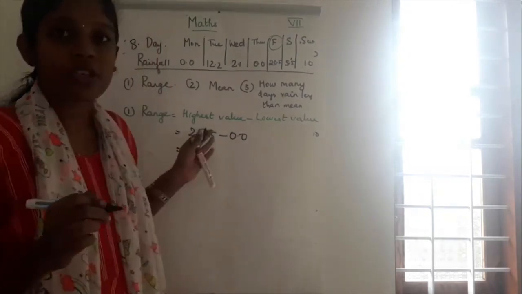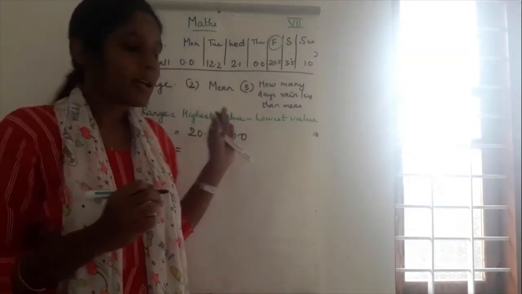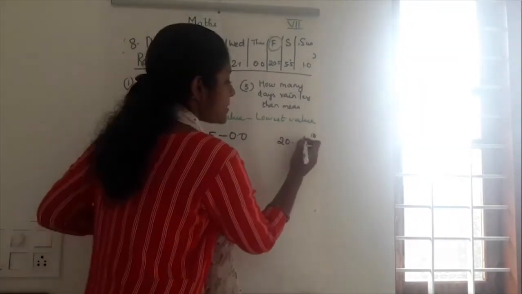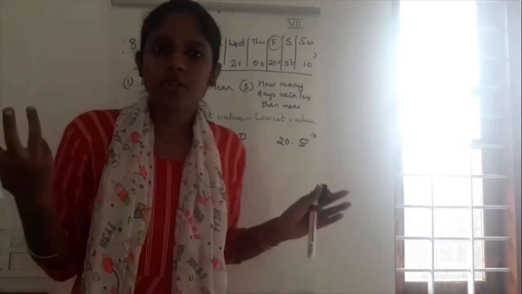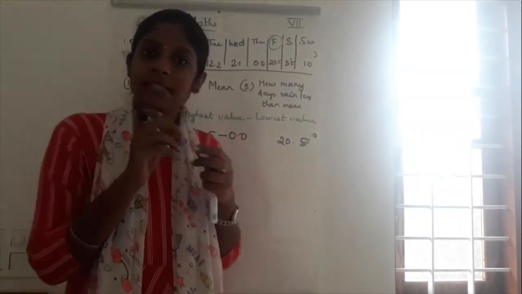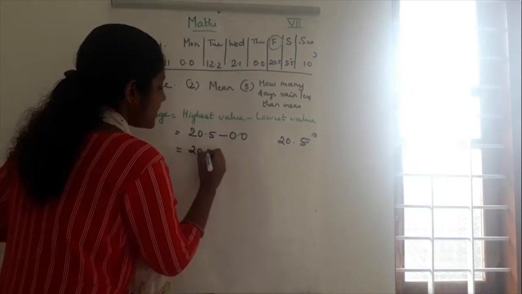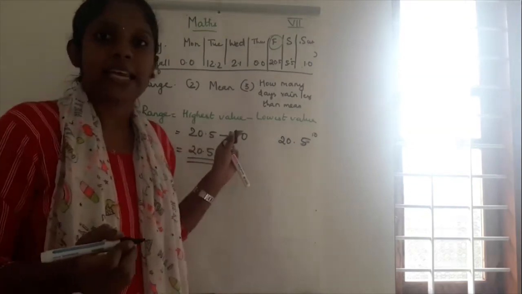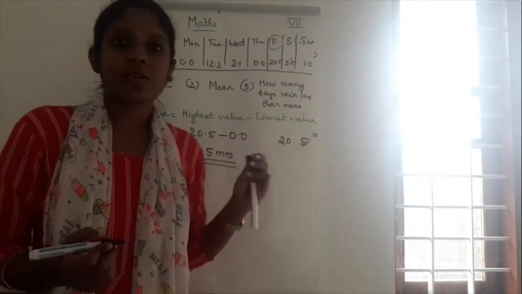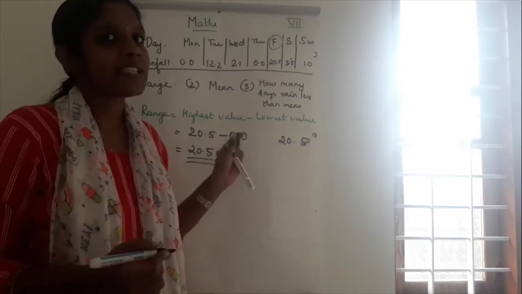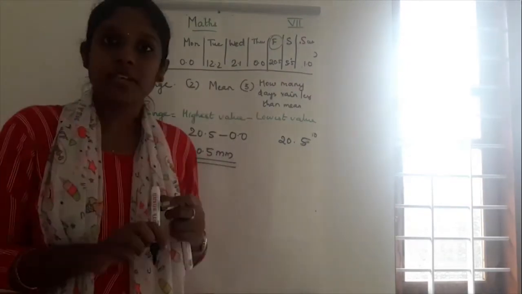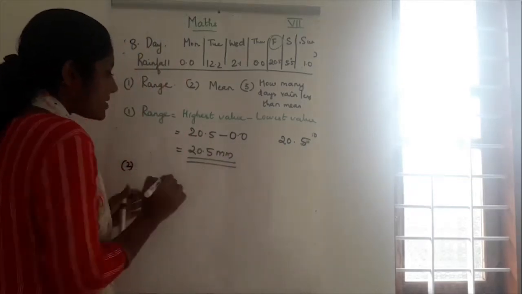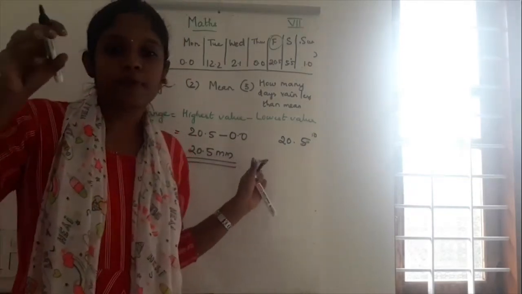So hope you know how to subtract: 20.5 minus 0.0. There is nothing to subtract. What is the value? 20.5 itself. You have to write the unit, that is millimeter, as given. For the decimal subtraction you don't have anything to do here because it is 0. So 20.5 millimeter is the value. Don't forget to write the unit if the unit is given in the question. So the range is 20.5 millimeter.